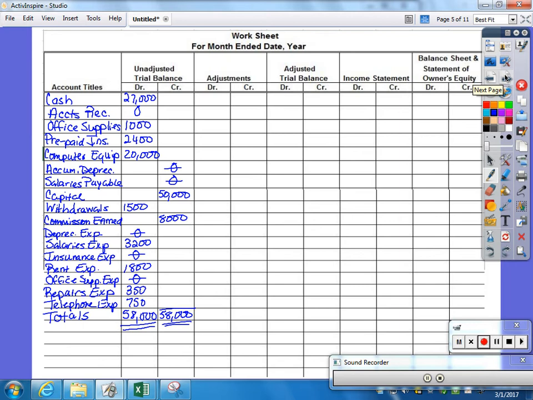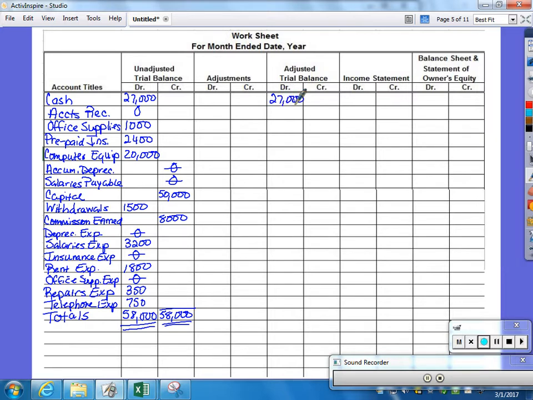And now we're in these two columns, the adjustments column. And was cash affected at all? No. So we don't need to change it, which means we can bring this 27,000 over to where? Adjusted trial balance on the debit side, 27,000. So it doesn't change.